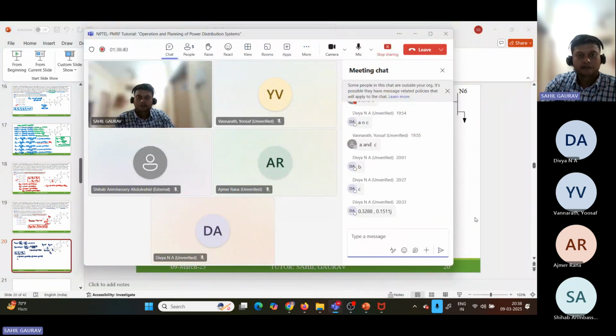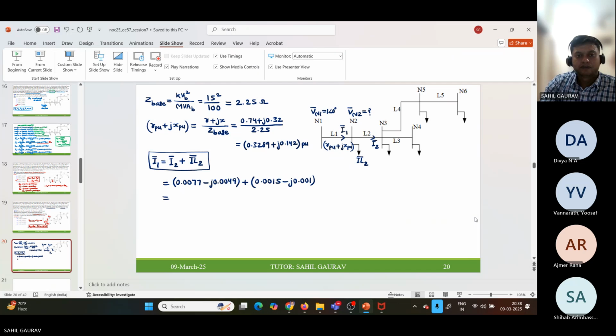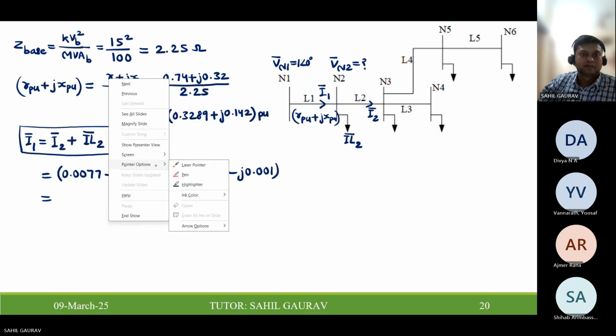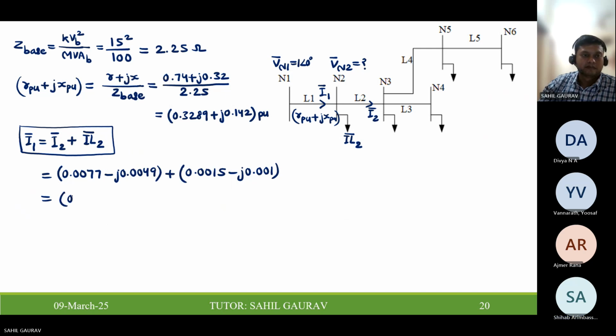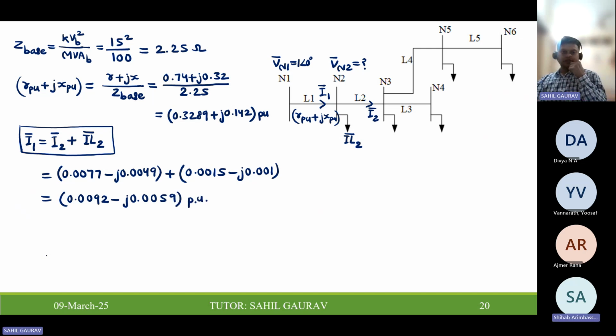See half and leave. You have to just add 0.0092 minus 0.0059 J. That's correct, 0.0059 J per unit. Now we know all these values. We just have to substitute in this KVL equation.